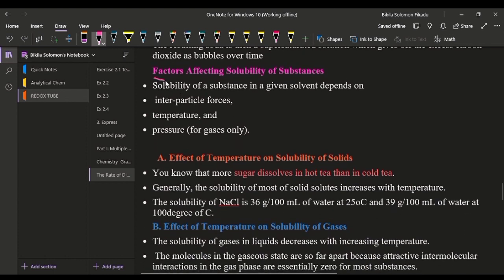So factors affecting the solubility of substances. The solubilities of substances in a given solvent depend on what? The first one, interparticle forces, temperature and pressure.